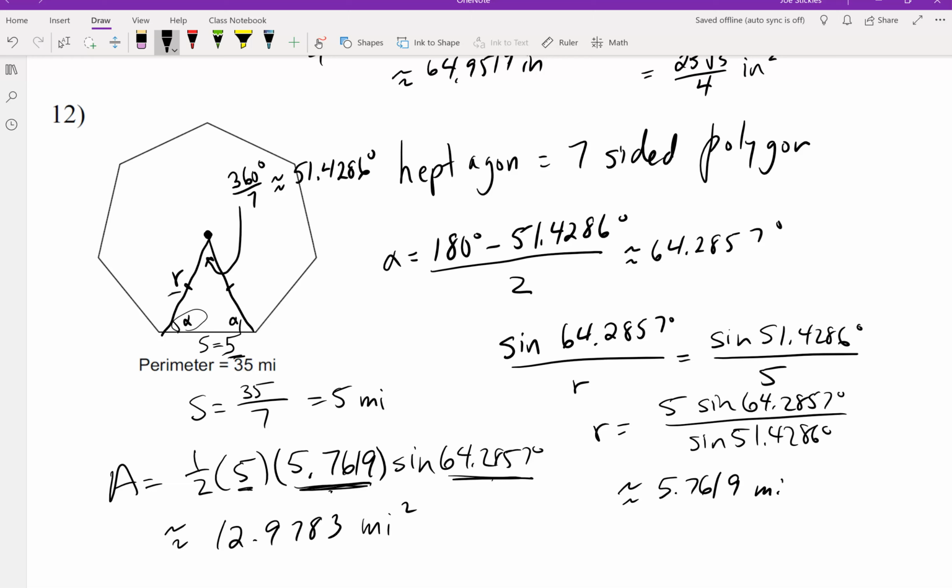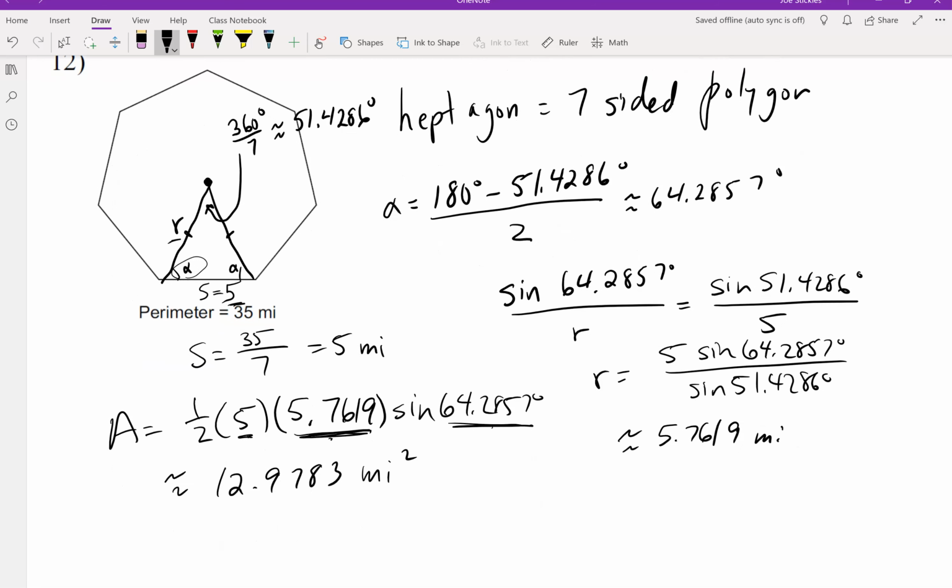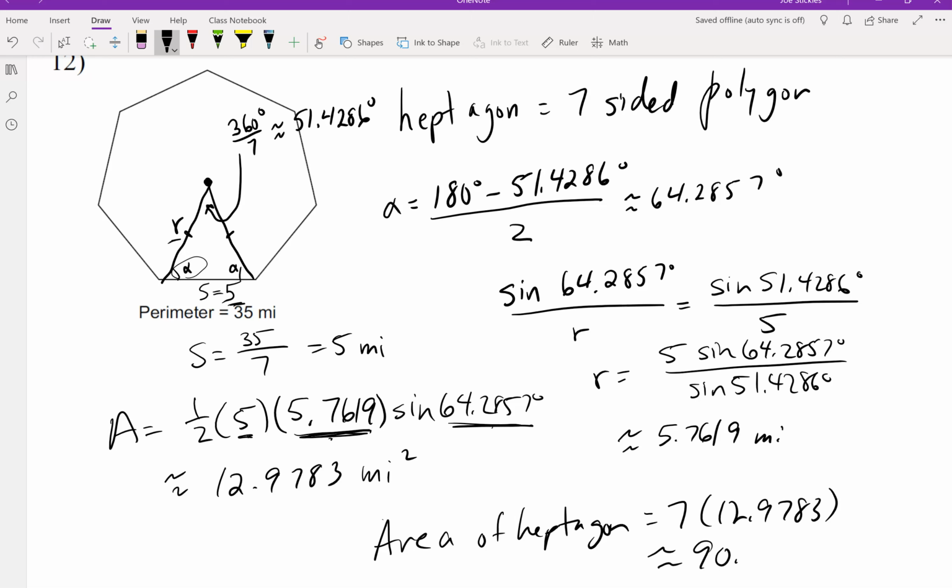And now remember, this is one of the triangles, right? It's not the whole thing. So to get the whole area of the heptagon, I have to take 7 times that area. So the area of the heptagon now will be 7 times the 12.9783 number, which is about, let's see, 90.8478 square miles. Oops, not square minutes, square miles.